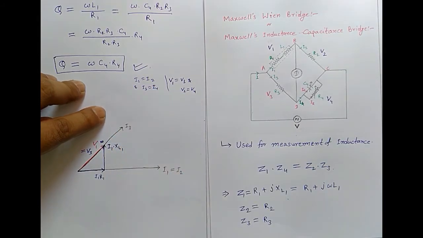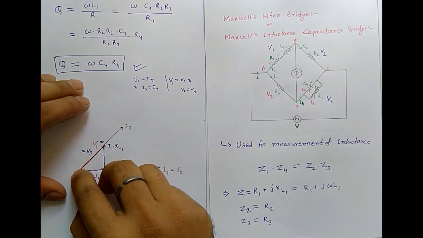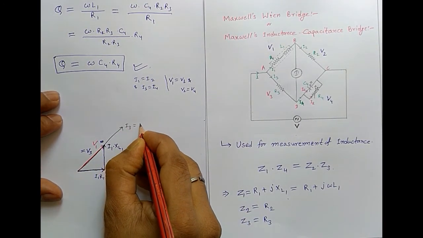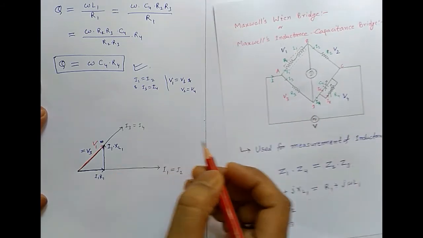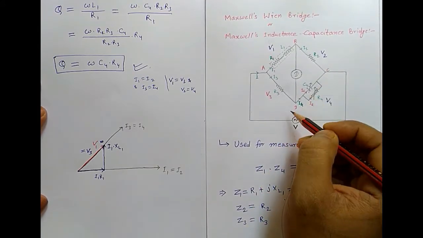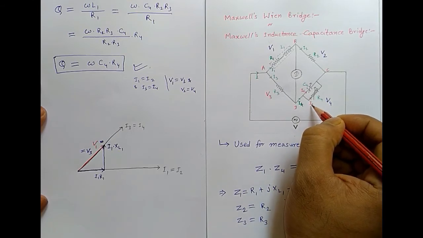So since this direction indicates I3, this also indicates I4, because I3 equals I4. Now if we know the direction of current I4, then what will be the direction of IR and IC?